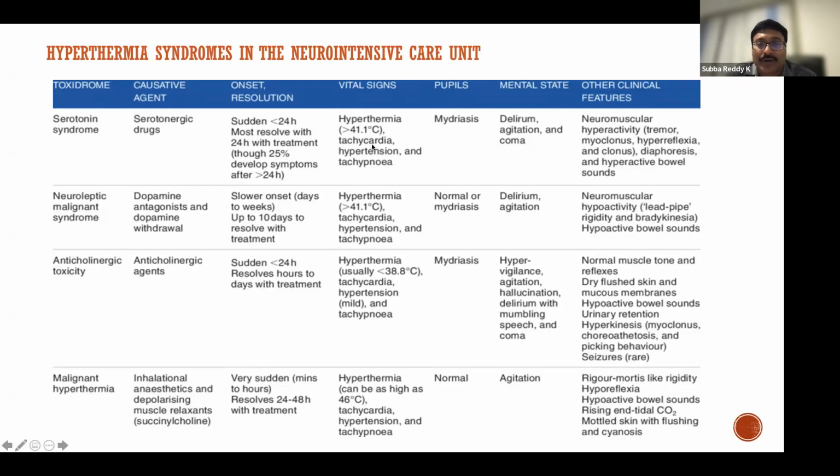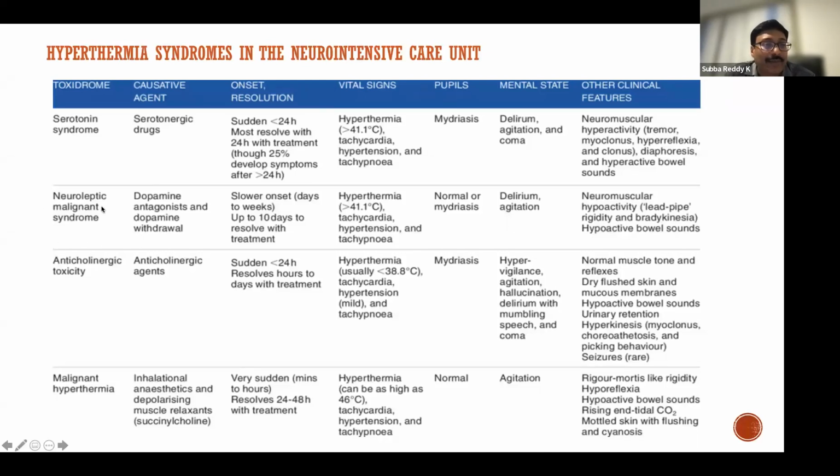Hyperthermia, more than 41.1 degrees centigrade, tachycardia, hypertension, tachypnea, and then you see mydriasis, the pupillary dilatation, and delirium, agitation, coma. And then other clinical features are neuromuscular hyperactivity and tremors, myoclonus, hyperreflexia, diaphoresis, and hyperactive bowel sounds.